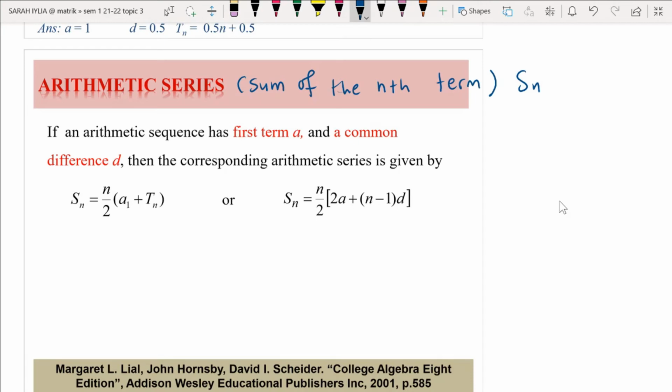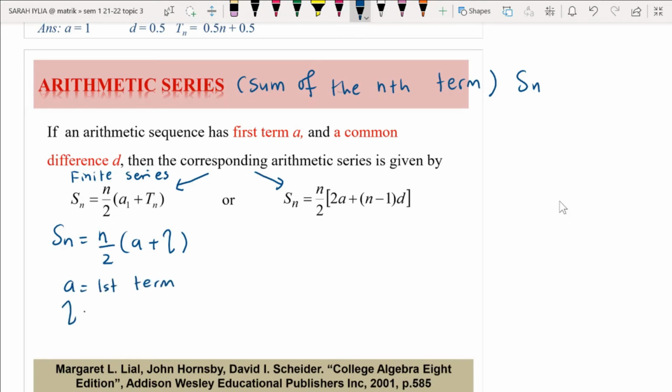Okay, for Sn, we have two options. Okay, option number 1 ni kita akan pakai if we have finite series. Apa maksud finite series just now? We have a terminate series. Kita tahu last term. So, our formula here is n over 2 times a 1 plus dn. Ataupun selalunya akan jumpa Sn is n over 2 times a plus l. So, a first term sama macam tadi. L in this case is basically last term.